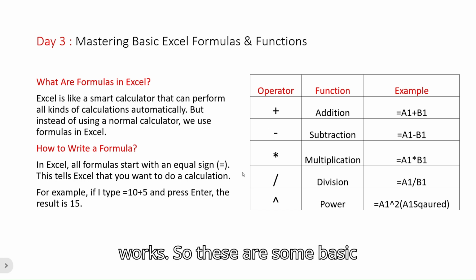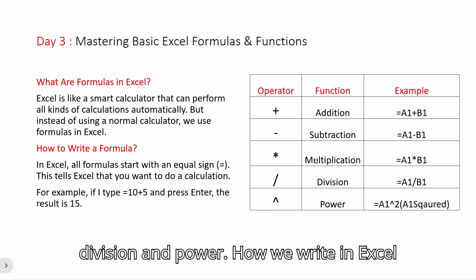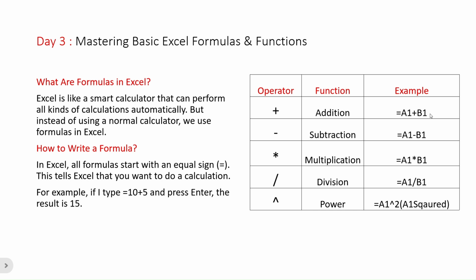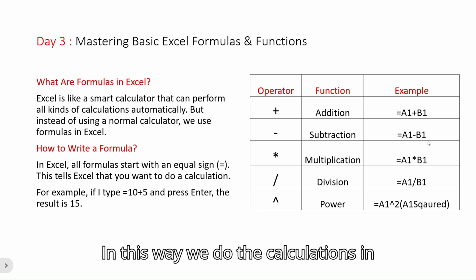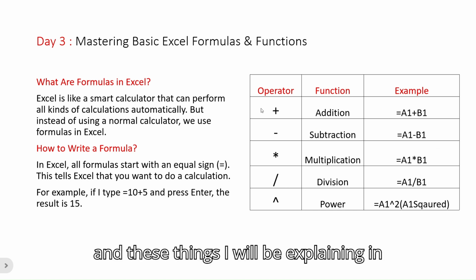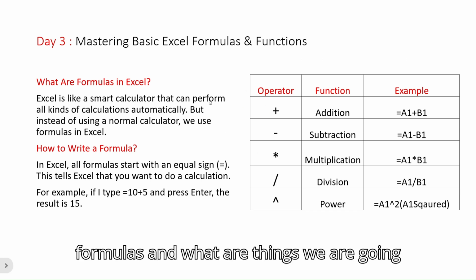So these are some basic operators: addition, subtraction, multiplication, division and power. How do we write them in Excel? Start with the equal to symbol, then the first target cell address and then the second target cell address. In this way, we do the calculations in Excel. I will be explaining these in Excel too, but let's see what formulas are and what things we are going to learn.